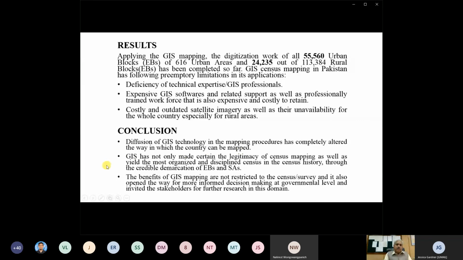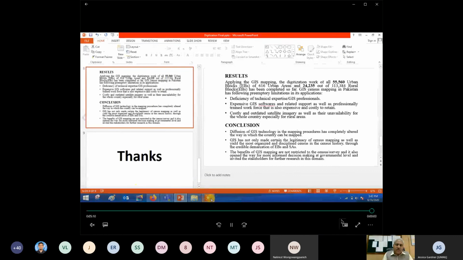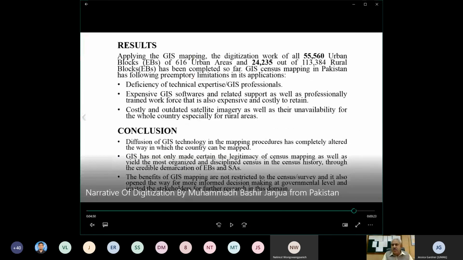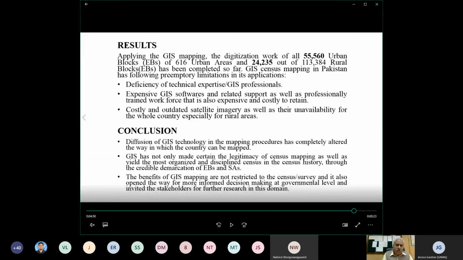And the final conclusion: diffusion of GIS technology in the mapping procedures has completely altered the way in which the country can be mapped. GIS has not only made certain the legitimacy of census mapping, as well as yielded the most organized and disciplined census in census history through the credible demarcation of EBs and SAs, that is supervisory areas. The benefits of GIS mapping are not restricted to the census and surveys, and it also opened the way for more informed decision making at governmental level and invited stakeholders for further research in this domain.